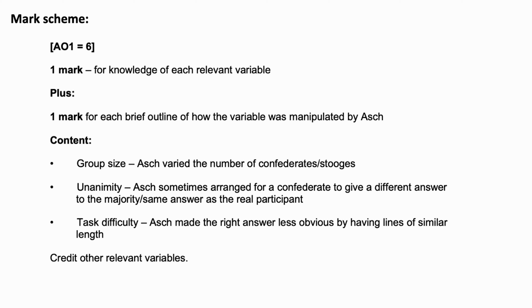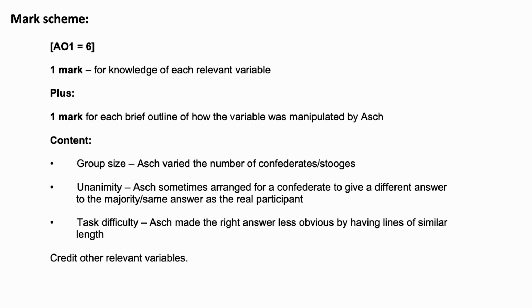So hopefully some of you have had a chance to have a go at that question if you wanted to. So this is the mark scheme. You'd get 1 mark for each variable. So you'd get 1 mark for group size, unanimity and task difficulty, and then an extra mark for outlining how that variable has been manipulated.